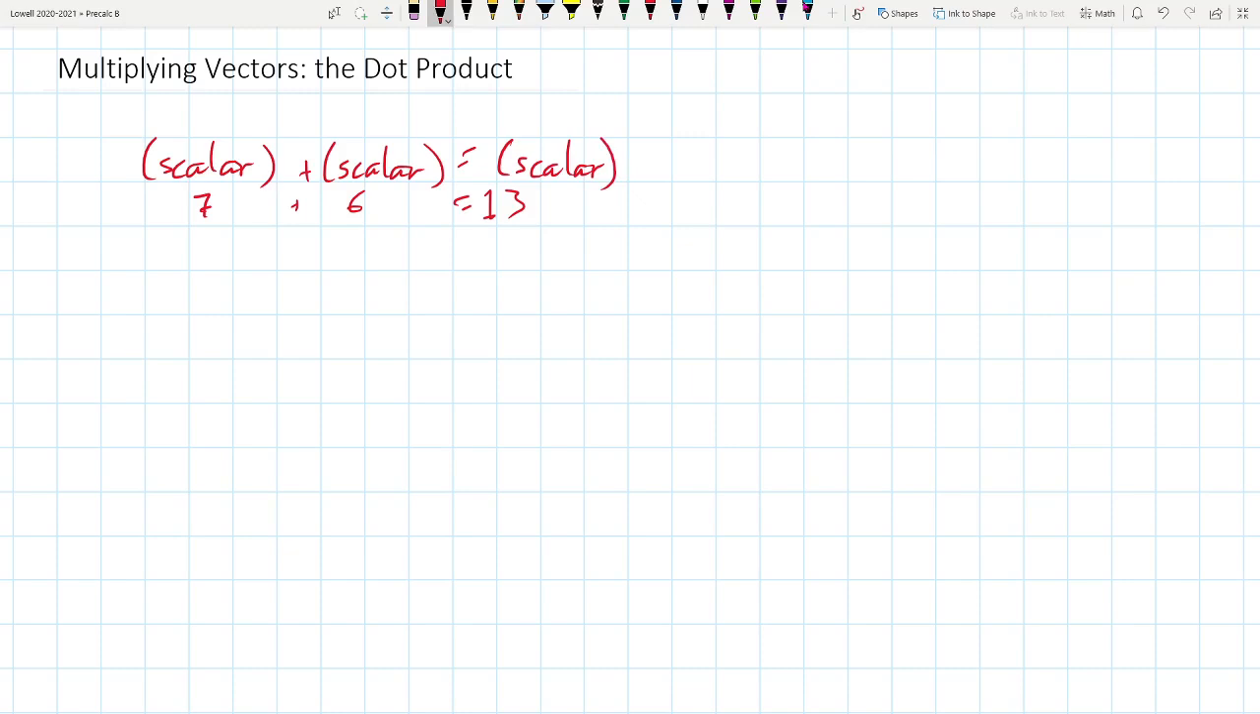The same happens when we multiply. If I take two scalars and multiply them, you'll end up, again, with another number, a scalar. I don't know why I'm putting parentheses around them, but I am. Okay, so that's all fine and dandy.